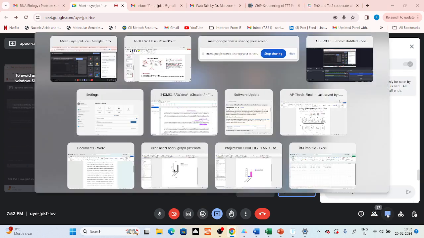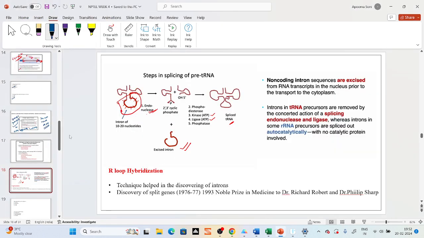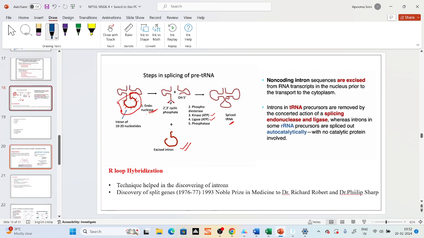Okay, fine. Now, another very important topic is R loop hybridization, which we will discuss in the next lecture. This R loop hybridization is the technique which has helped in the discovery of introns, and this discovery of introns, discovery of split genes, has led to the Nobel Prize to Dr. Richard Roberts and Dr. Phillip Sharp.